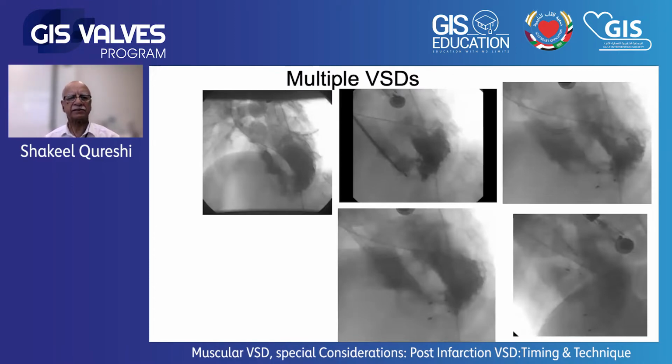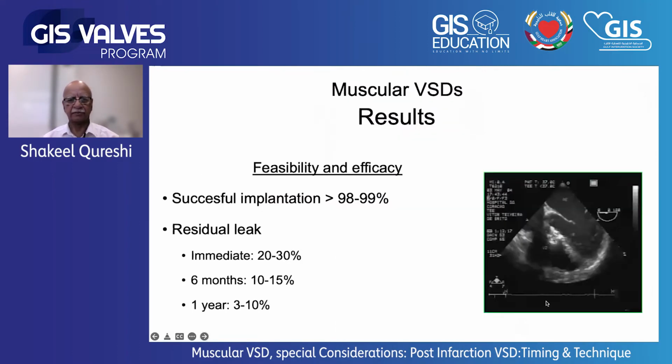Multiple VSDs can similarly be tackled. Here are some still pictures of multiple apical and mid-muscular VSDs. Here, one device is deployed, and here, after a second device, there is a residual mid-muscular VSD, and then a third device is deployed here, and there's a much smaller residual shunt.